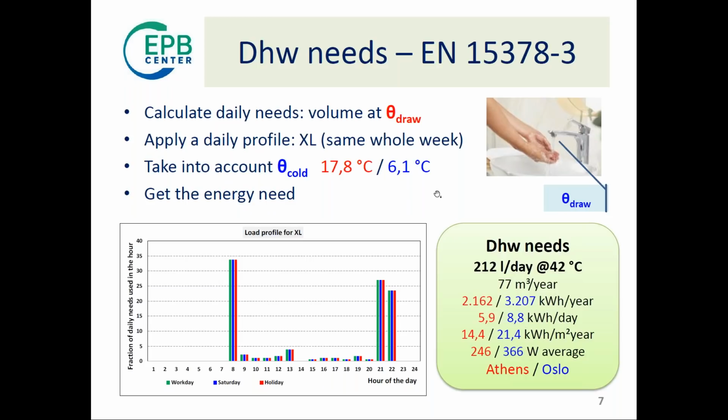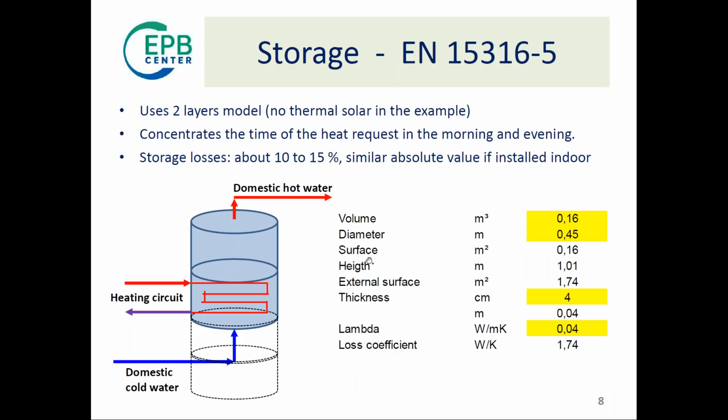Then you always start in this schematic by the daily needs at the draw-off temperature, and then we use this during the day and distribute it along the day with a profile. I use the Excel profile. This is typical. The next step is storage, and in this case, in webinar 6, I think we dealt with the storage with the 4-layer complete model for thermal solar. In this case, we will use only 2 layers and simulate just a storage when you have no thermal solar. This is possible.